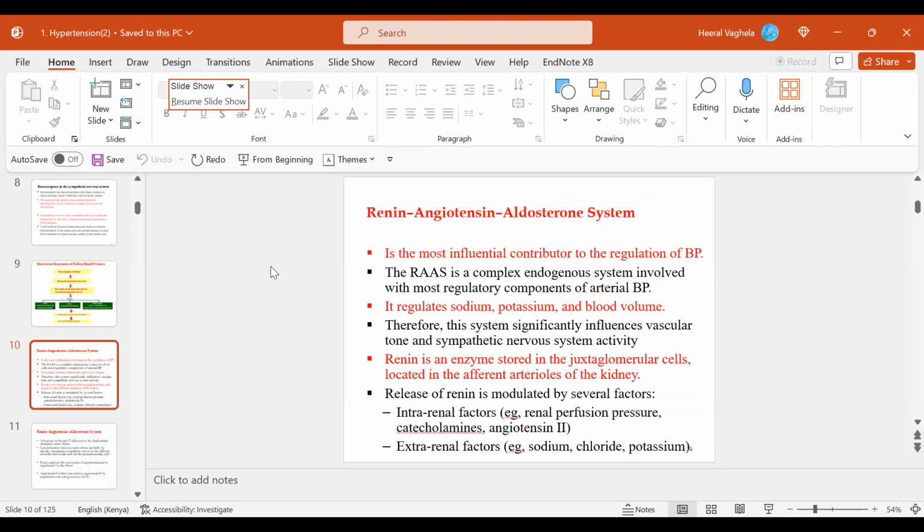So you have another system, which is the RAS system, where renin is produced or secreted, and then it converts. There's that whole process of angiotensin 1 and angiotensin 2, which now work on your blood vessels to cause vasoconstriction, or it also works in your kidney.